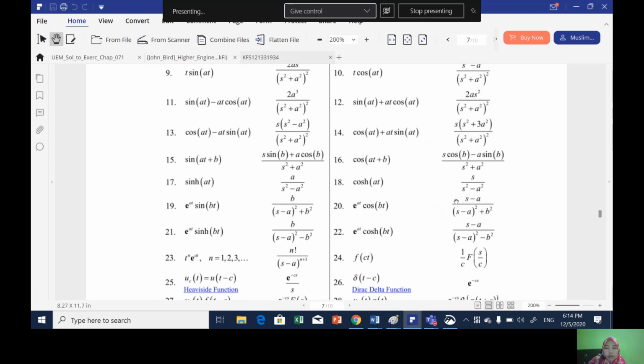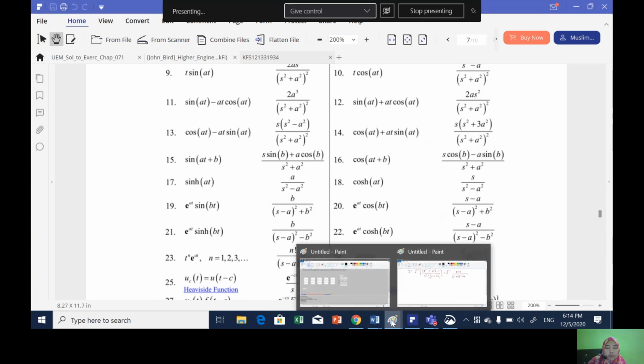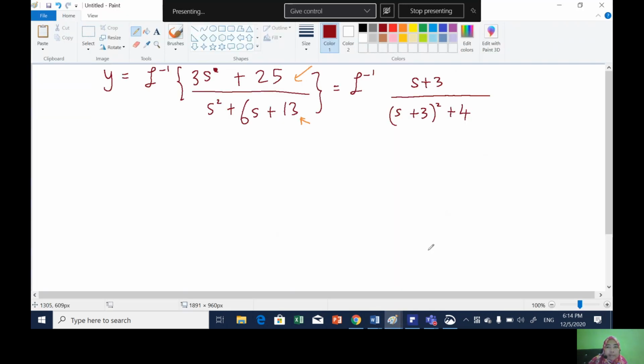So that means the one given on the right hand side just now must be modified so that it will be similar to the one here. So we are going to use number 20 basically. There is a relation between numerator and denominator if you want to use number 20. So the next step is to look at the numerator and how to make it equivalent.